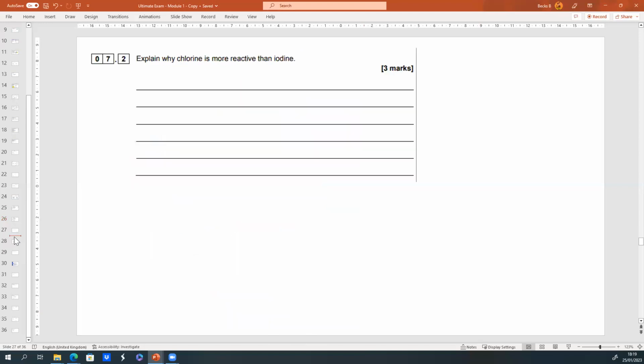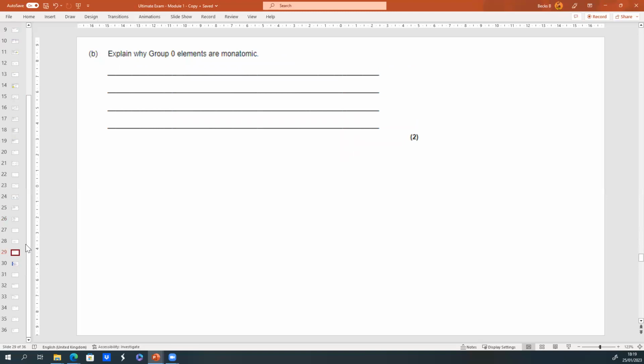And then the last one on here, whoops. Sorry, this is the one I wanted. So group 0, not much happens with group 0, full outer shell, therefore they're not reactive. They do have uses. So we have helium, which is used in sort of balloons and in weather balloons. We've got neon that goes into lights, argon that produces the atmosphere.